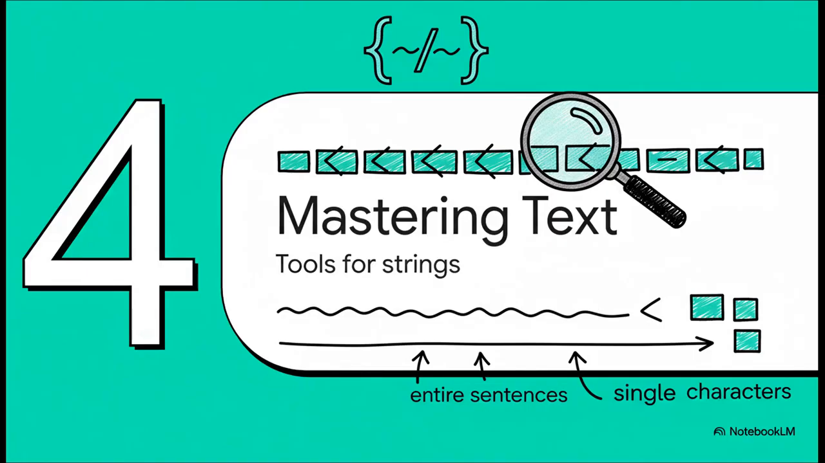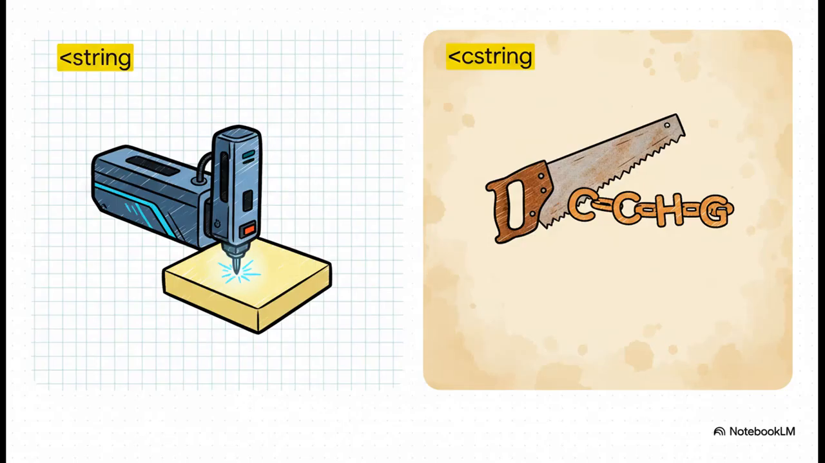All right, time to switch gears again. Now we're going to look at the tools that are designed specifically for working with text, from entire sentences all the way down to single characters. Now, this is a really important distinction to understand. The modern C++ string library gives you a really powerful and, more importantly, a safe way to work with text. You might also see cstring, which is an older library that comes from the C language, and while it's good to know about, for almost all of your new code, the modern C++ string is the tool you're going to want to reach for.